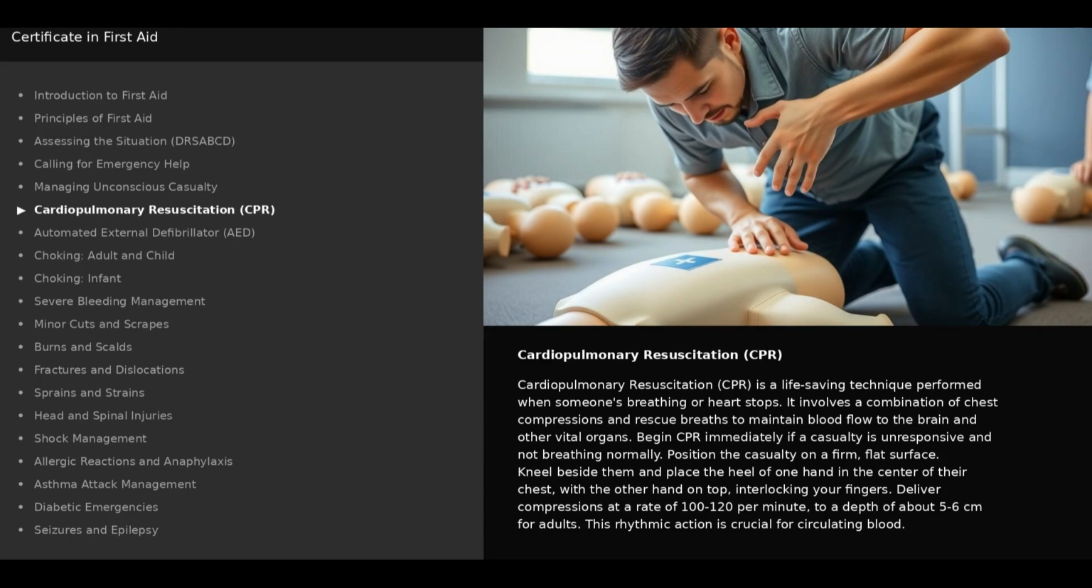Position the casualty on a firm, flat surface. Kneel beside them and place the heel of one hand in the center of their chest, with the other hand on top, interlocking your fingers. Deliver compressions at a rate of 100 to 120 per minute, to a depth of about 5 to 6 centimeters for adults. This rhythmic action is crucial for circulating blood.